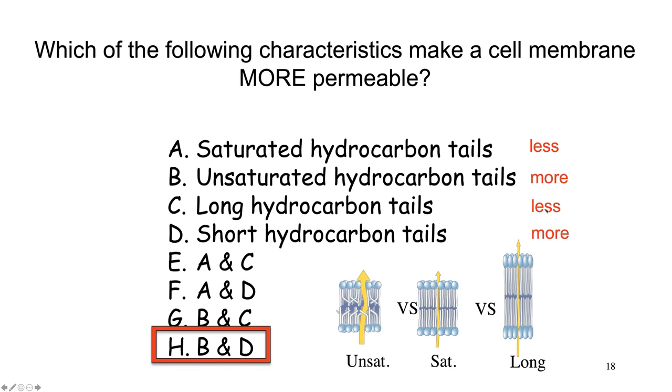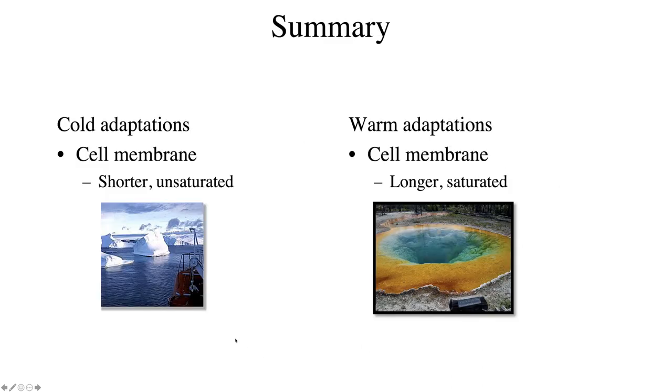Longer hydrocarbon tails are going to be less permeable because it's basically a greater distance that something has to travel to go through the plasma membrane. On top of that, there are going to be more hydrogen bonds in between just because it's a longer tail. Whereas if you have a shorter hydrocarbon tail, the opposite is true. It's going to be more permeable. So B and D are going to make a cell membrane overall more permeable.